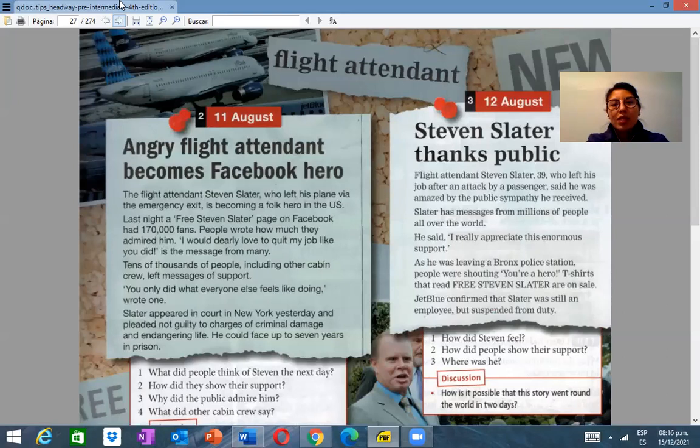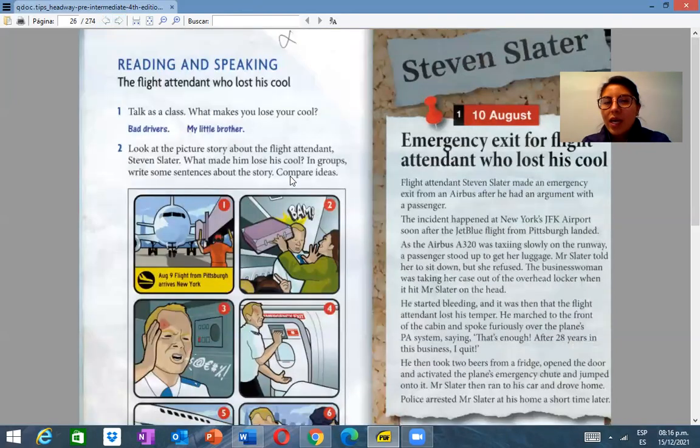We have this new activity. Oh, no, it's not this page. Oh, yes. We have reading and speaking. The flight attendant who lost his cool. So that's why we have the first exercise. Talk as a class. What makes you lose your cool? For example, we have here bad drivers. Another example, my little brother.